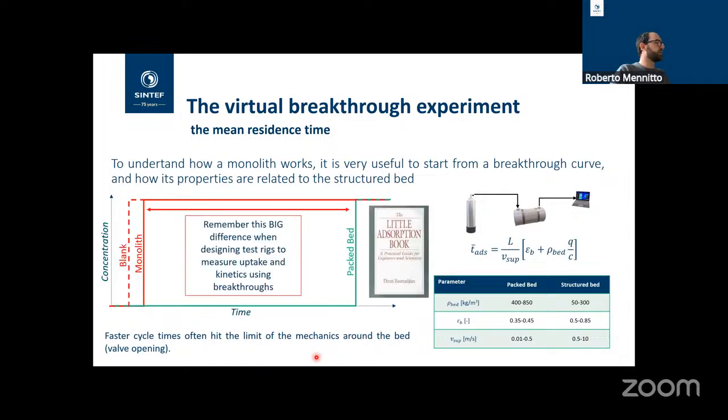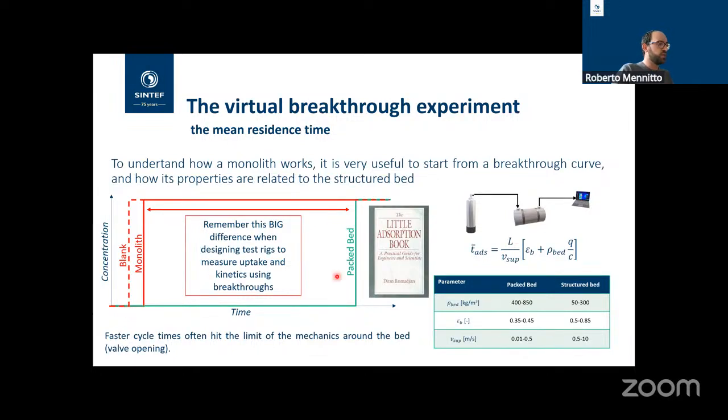The second aspect that I would like to point attention to is that when we are in a lab and we take a breakthrough rig that is designed for a packed bed and we just change mass flow controllers and we use a monolith, sometimes the monolith response might be very close to the blank of the breakthrough. So my suggestion is be careful in how you run breakthrough experiments on a monolith, because sometimes this might happen.